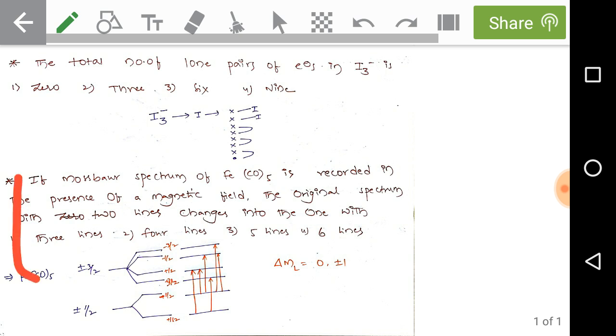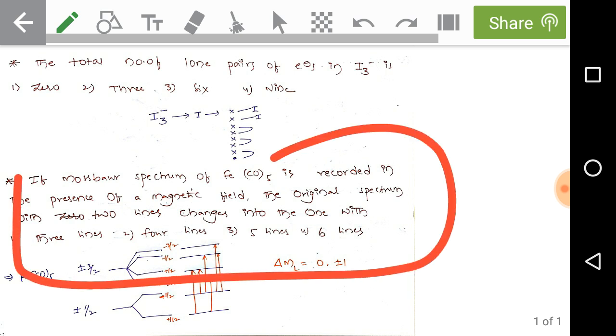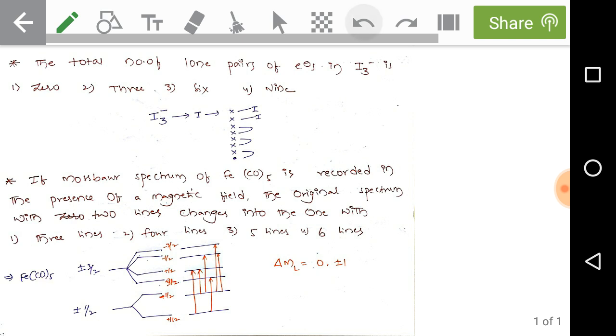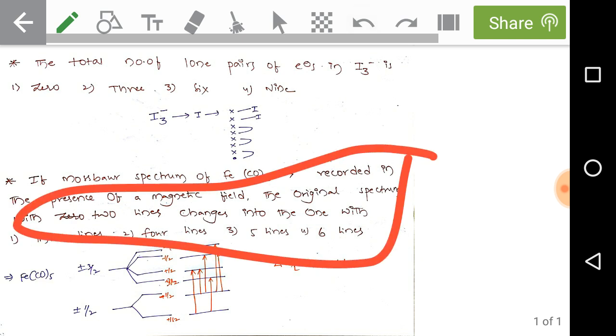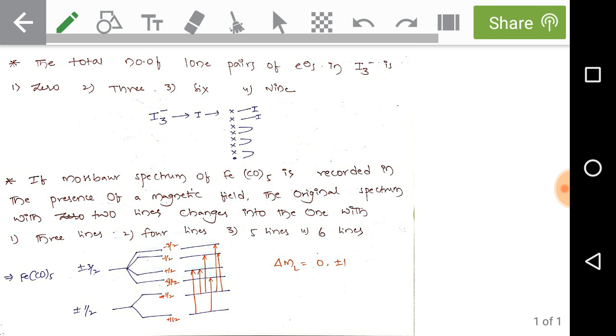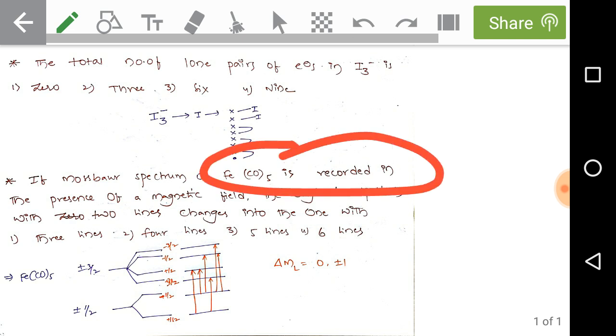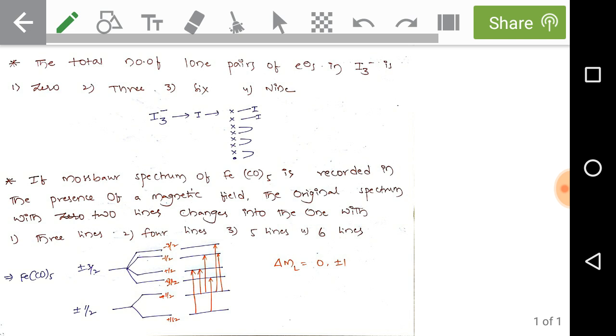Okay. If the Mössbauer spectrum of Fe(CO)5 is recorded in the presence of a magnetic field, the original spectrum with 2 lines changes into the one with... Okay, so here in the magnetic field we need to observe the Mössbauer spectrum of the iron carbonyl. In that case iron has a plus or minus half nuclear quantum number I value in its ground state, and in one of its excited states it has a plus or minus 3/2 nuclear quantum number.